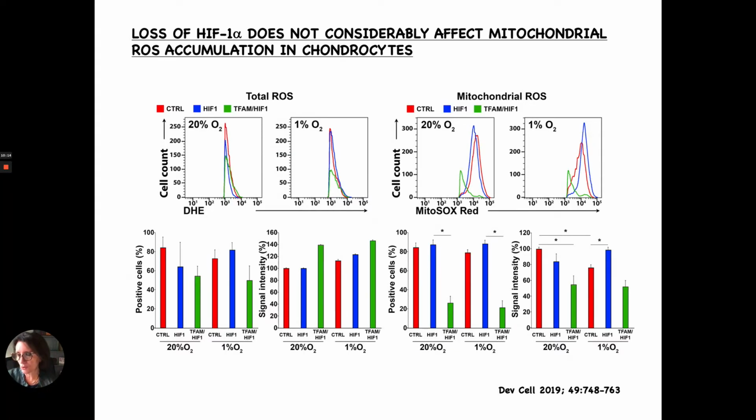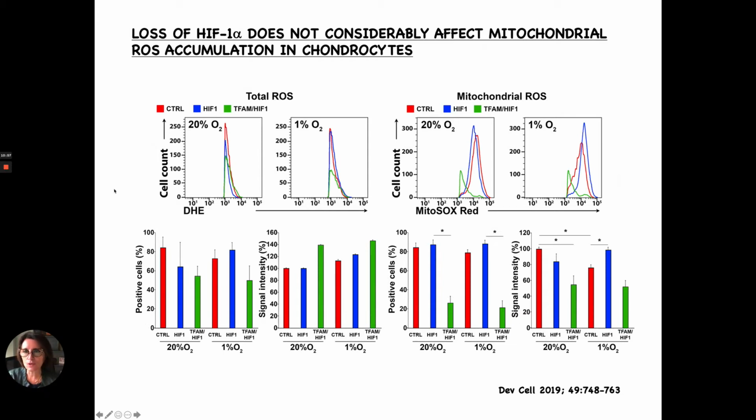The current model would predict that everything is due to the ROS. So basically loss of TFAM would increase mitochondrial respiration, this would increase mitochondrial ROS, and this would lead to the cell death. For this reason, we look at mitochondrial ROS and total ROS in our chondrocytes. We isolated chondrocytes from the different genotypes. We cultured them in vitro, either in normoxia or hypoxia, and we measured the total ROS and mitochondrial ROS.